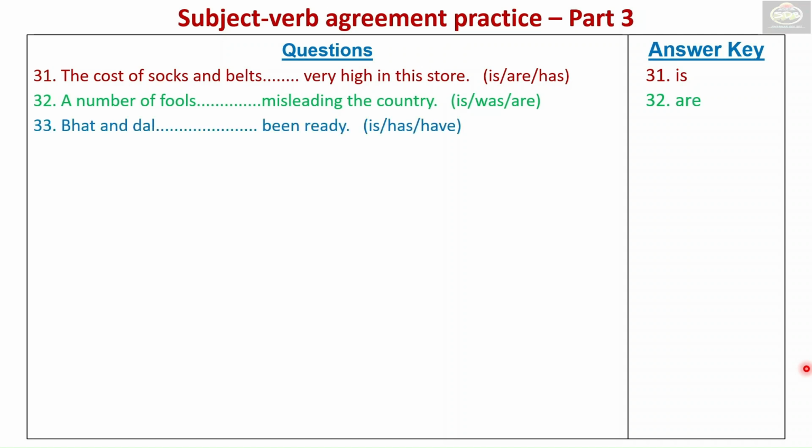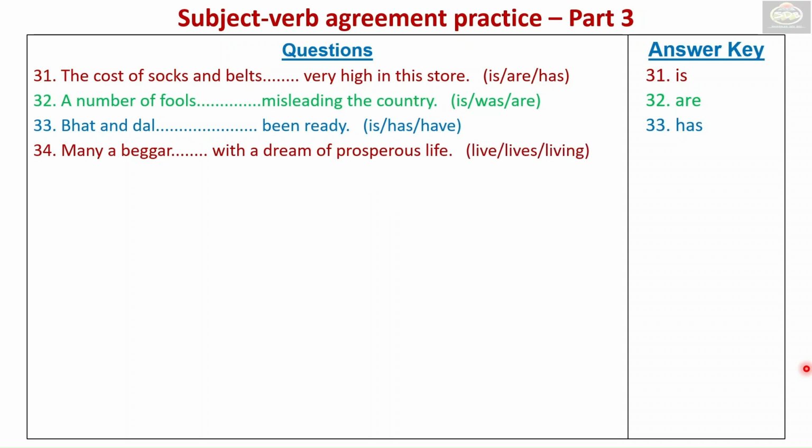Bhat and dal has been ready. Many a beggar, singular, lives with a dream of prosperous life. The fish, plural. A fish is singular. The fish, plural, are.